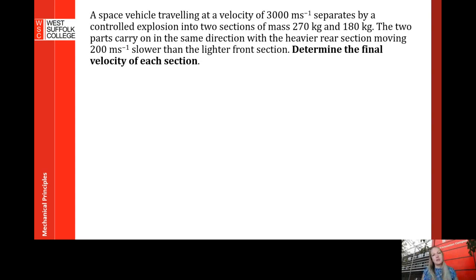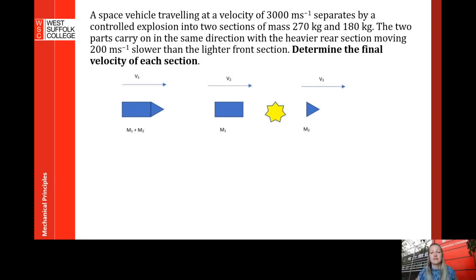Now guys, before you do anything, I find it really helpful if you always draw a schematic to help yourself out with any question. So I've got an example of a schematic here. In this schematic, as you can see, you have the combined vehicle at the front, and then we've got our separate sections breaking off with a controlled explosion in the center.